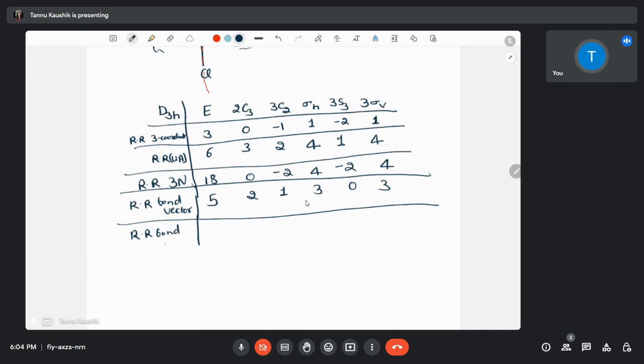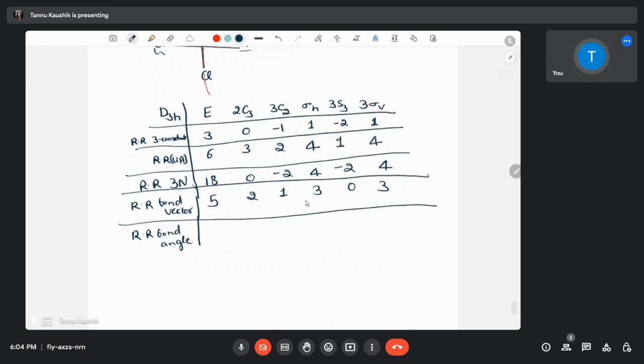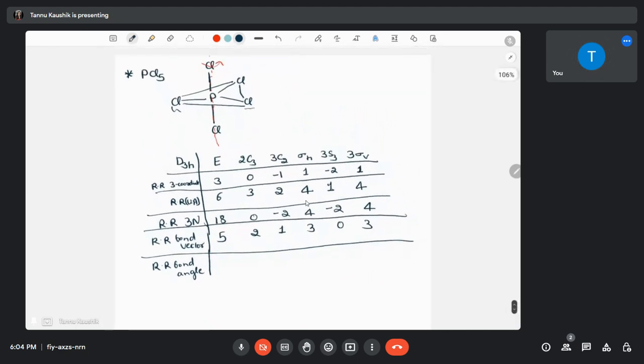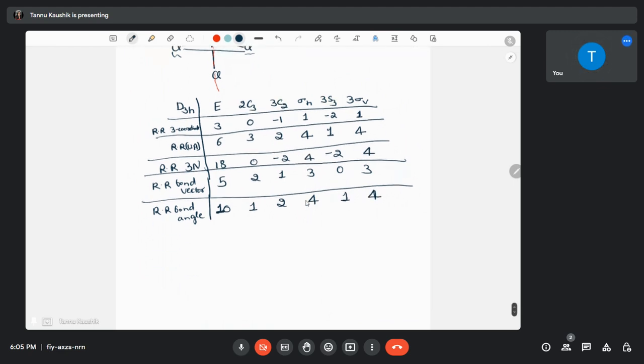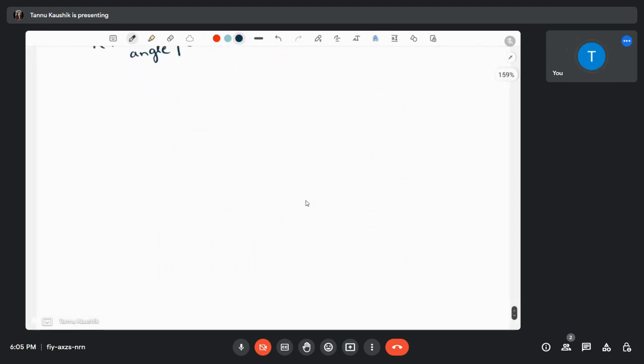So the reducible representation for bond angle. Here, how many angles do we have? 10. So you will have to figure out how these angles are changing. So I'm writing it here directly: 10, 1, 2, 4, 1, 4. So these are the reducible representations with respect to the 5 basis sets we have mentioned above. Okay. A few more examples I'm writing.